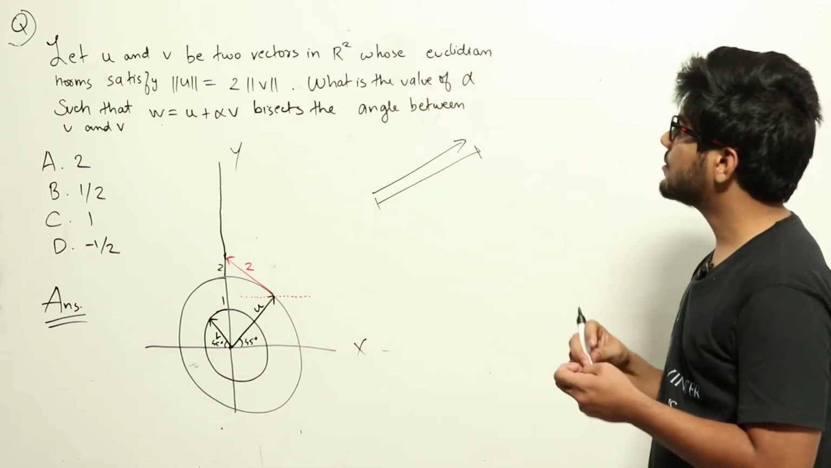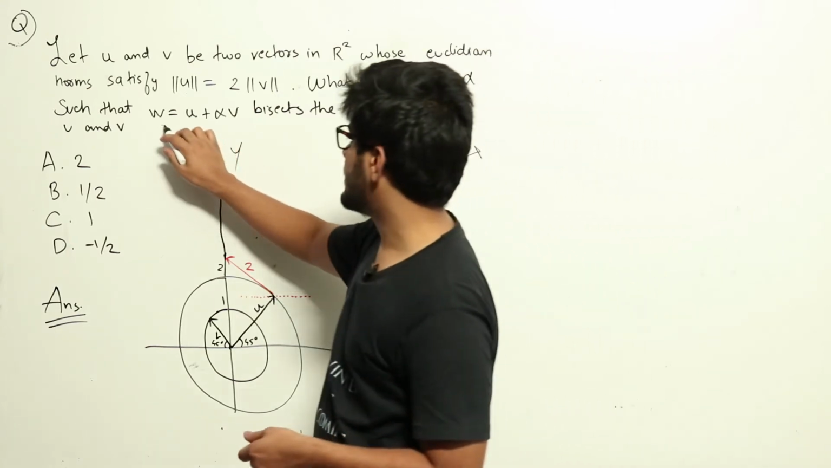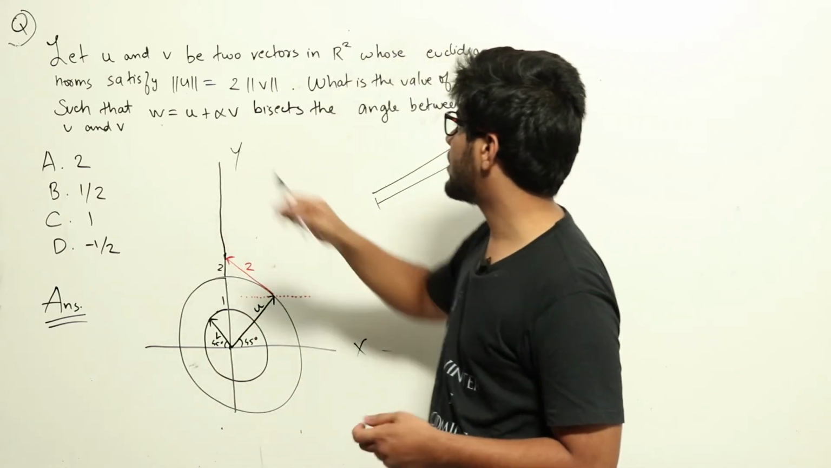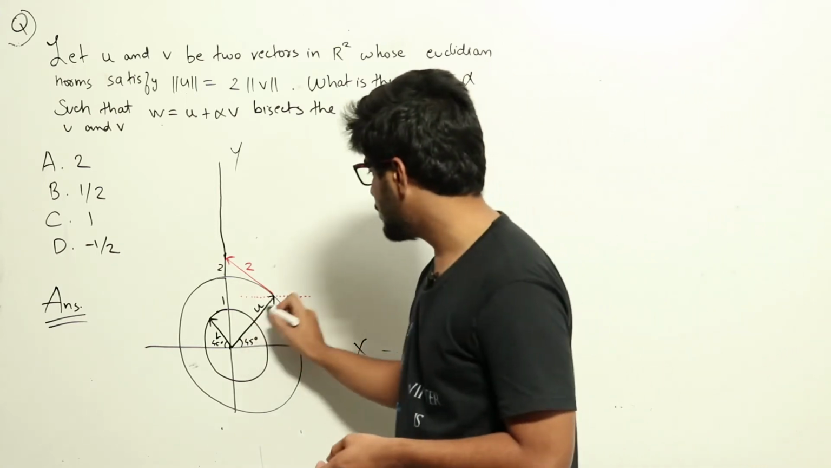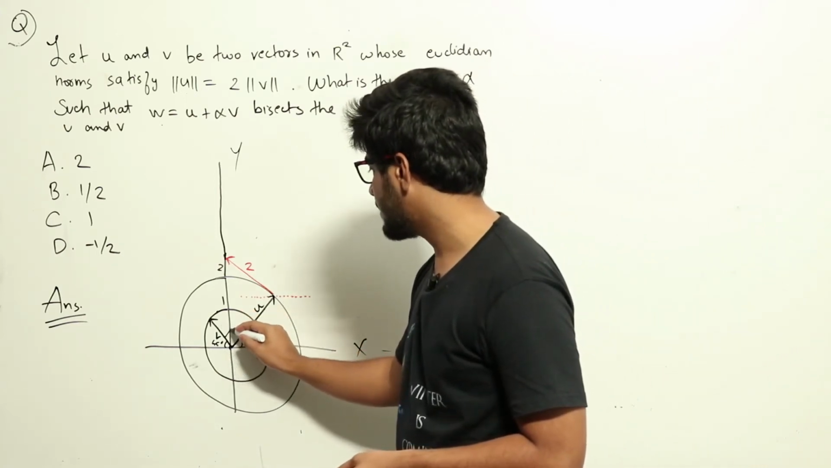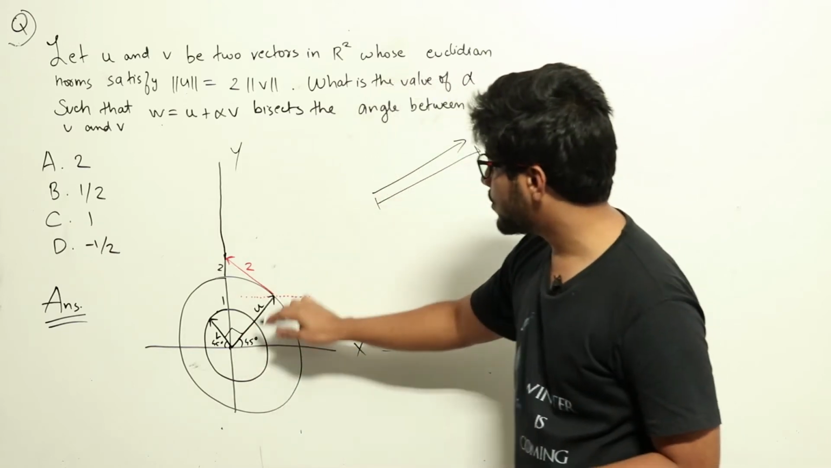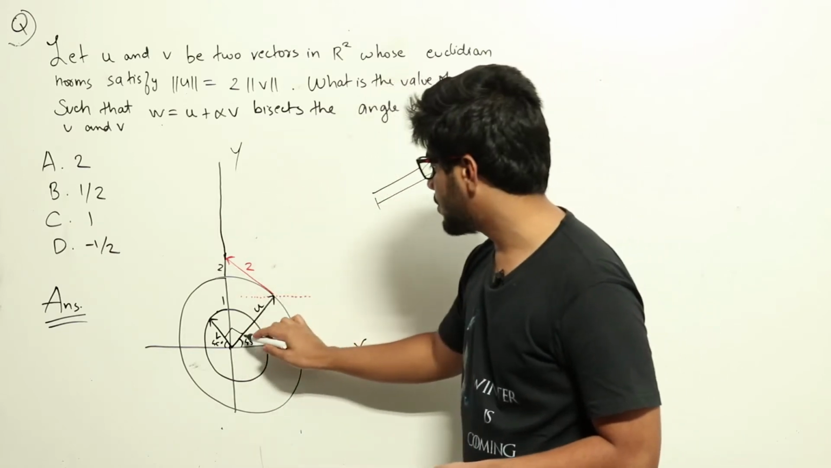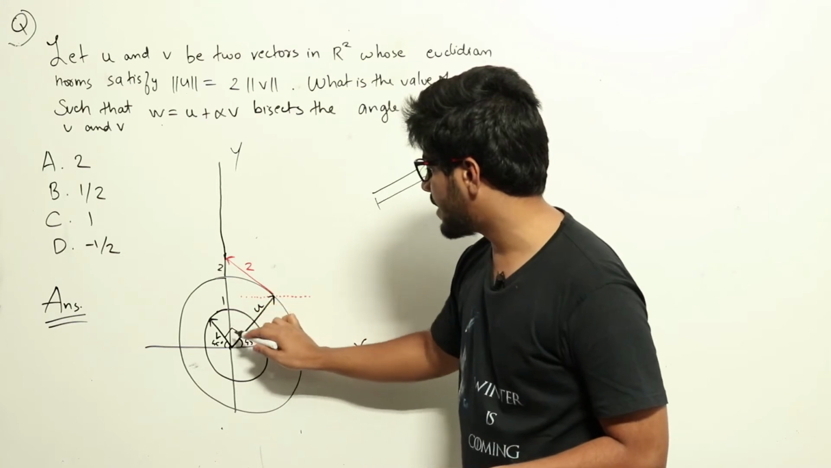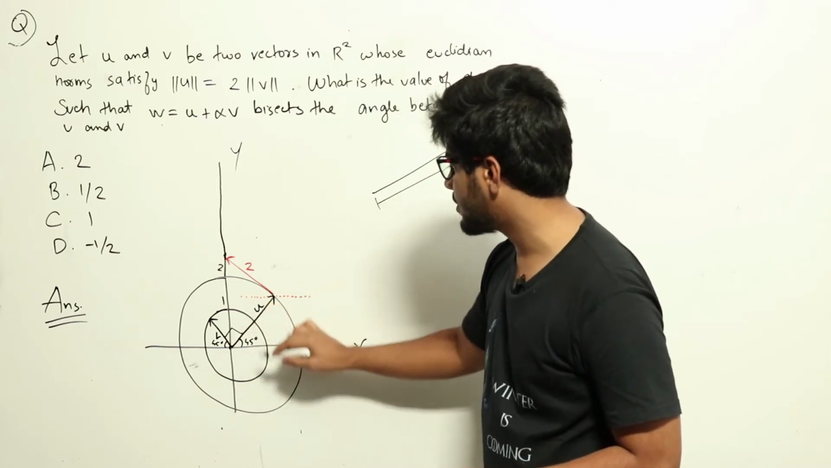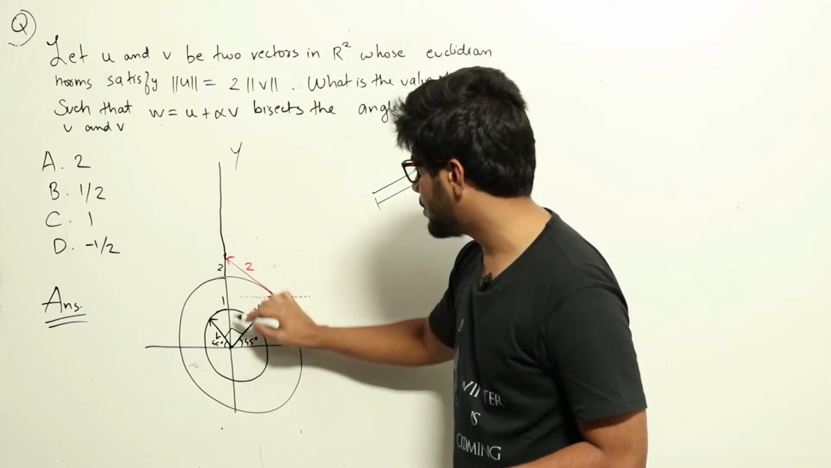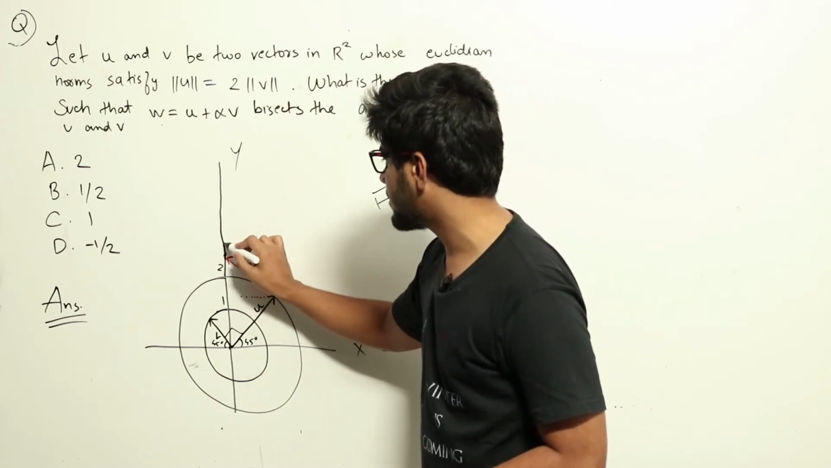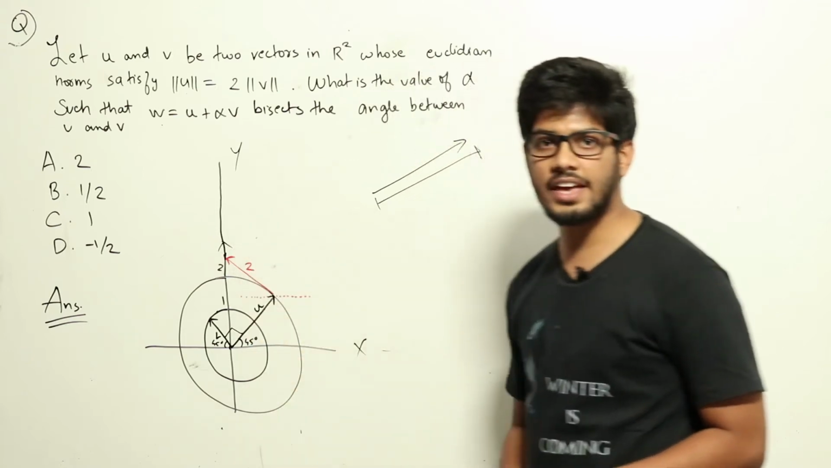So we need to get w such that u plus alpha v bisects the angle between u and v. Now we know the angle between u and v is 90 degrees. If w bisects it, w will fall at an angle of 45 degrees with respect to both u and v, meaning w will be falling on this y axis. w should be a vector of this format, falling on the y axis.